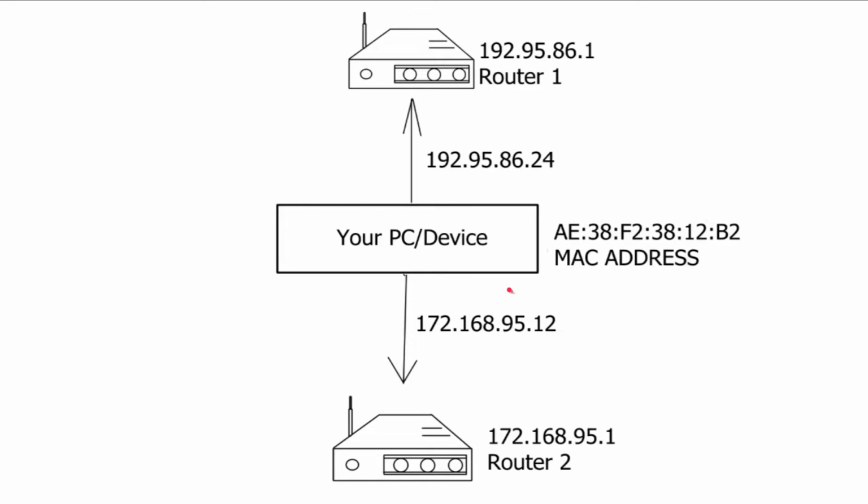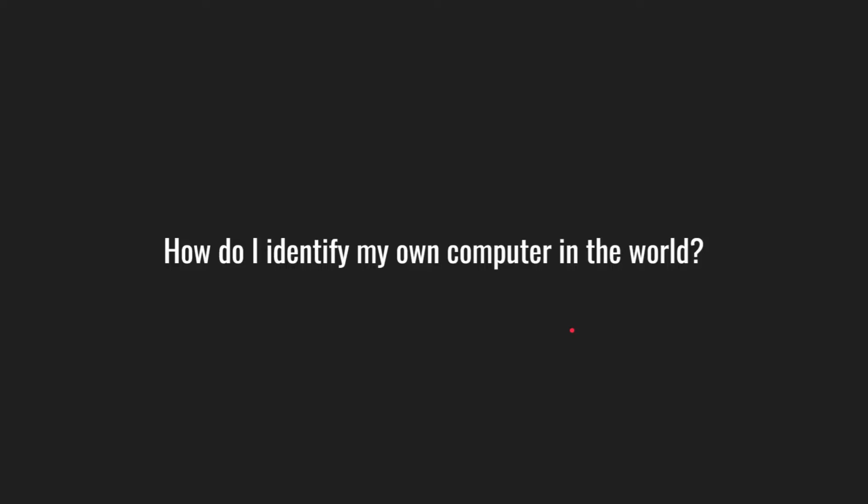Another example: you are connected to router 1. Router 1 has the IP 192.95.86.1. If you connect to it, your IP will be set to 192.95.86.24. But then, if you connect to router 2, which has an IP of 172.168.95.1, your IP will change to 172.168.95.12. But how do you identify your own computer out of any computer that exists in the world?